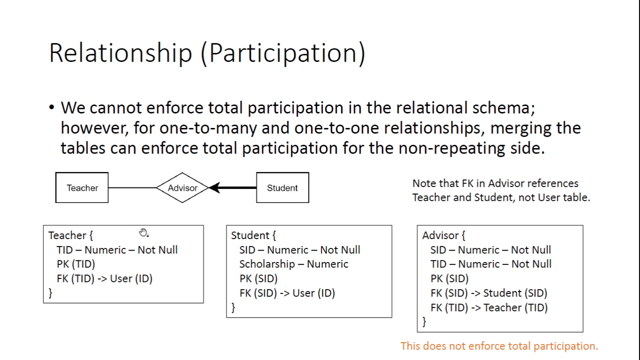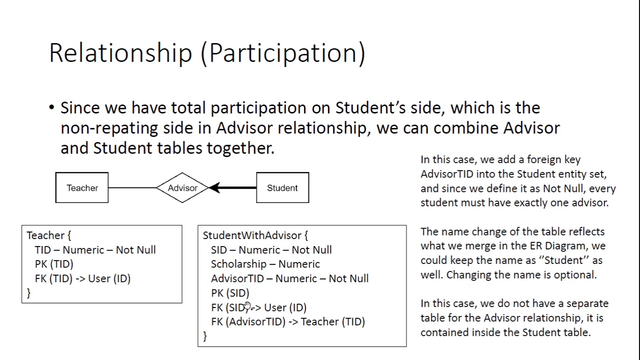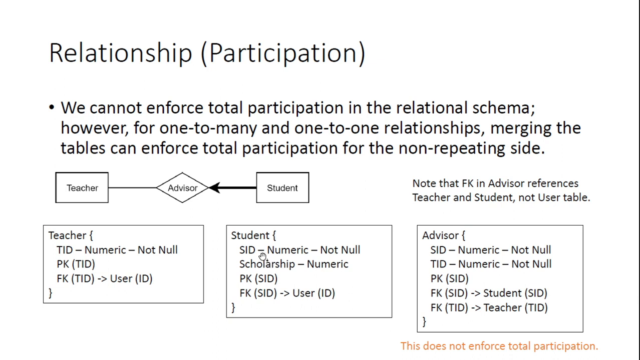Then we decide that, okay, let's just keep a foreign key inside the student table. And to also say that we merged the student table with the advisor table, we just renamed this table. So this table is called student with advisor now. For a student, we were keeping the SID. Originally, SID is the primary key for the student table. We also keep a scholarship in the student table. SID is a foreign key that refers to the user's ID. This is because of the ISA relationship we had there.